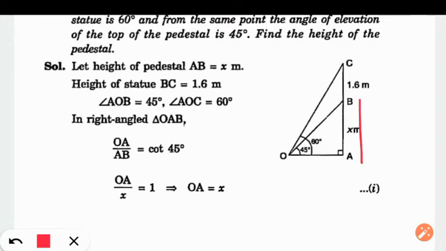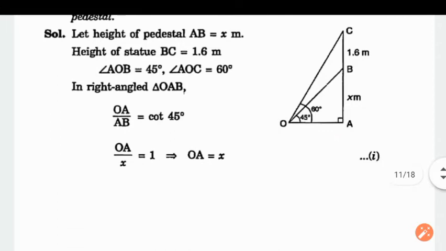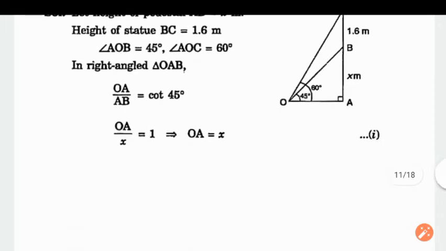We do not know anything about OA, we do not know anything about OB, right. Here I have used cot of angle 45 degree, cot is the ratio of base by perpendicular. So, we have OB by AB, right. Now, we know the value of OB, OB is x, because cot 45 degree is 1. So, by cross multiplication we have OB as x.